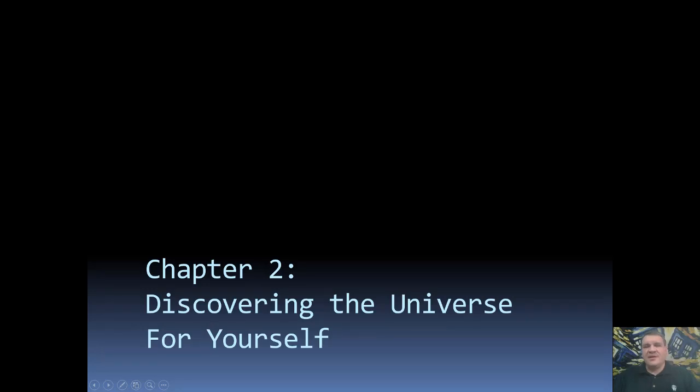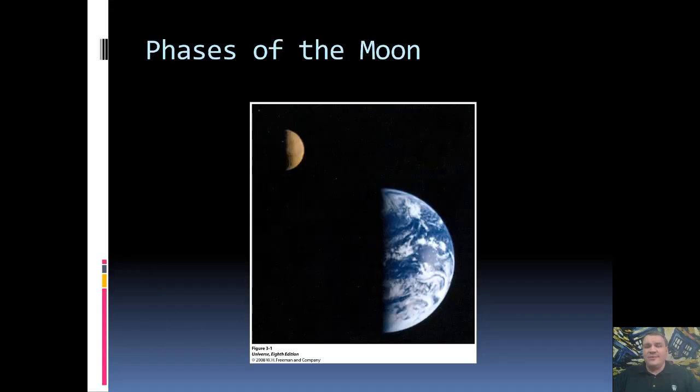So last lecture we talked about the motions of the Earth and the Sun in the sky, or rather, how it is that the Earth is moving, causing the motions that we see of some of the stuff in the sky. Well, today we're going to start talking about the Moon.